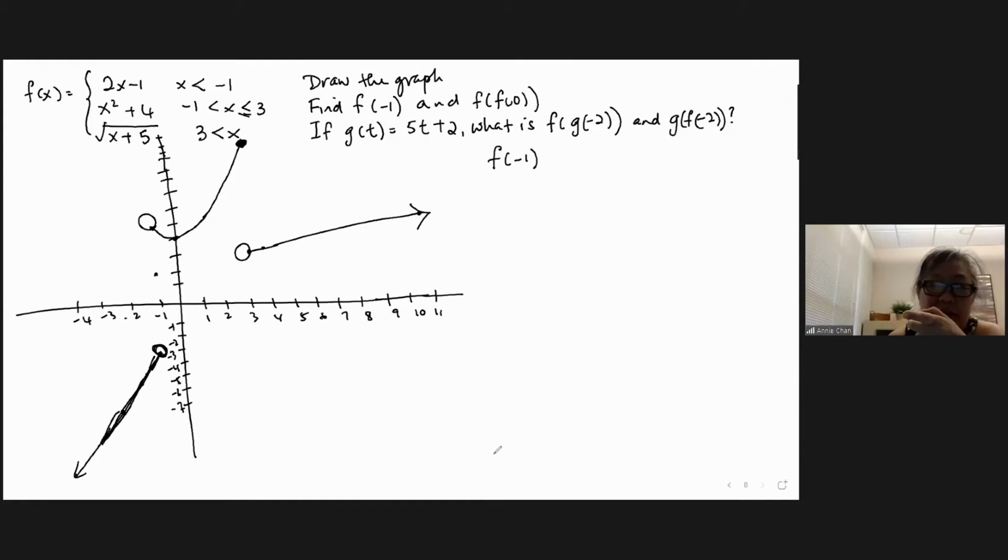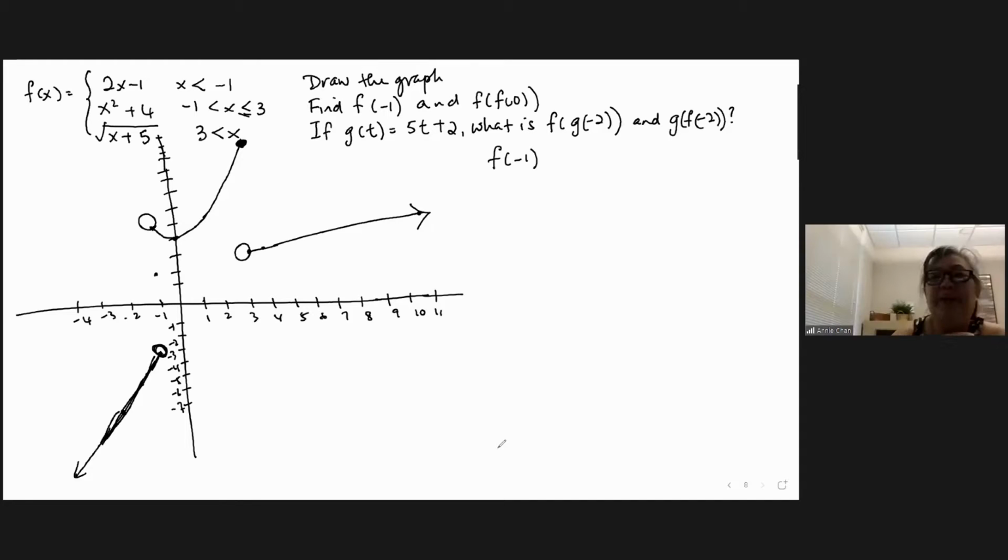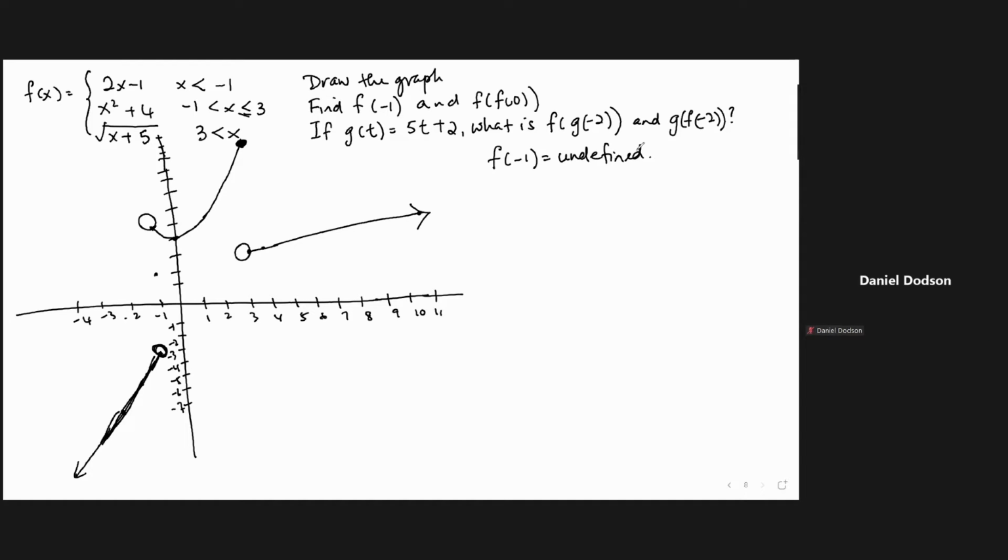Trisha, you want to say something? None of them. -1's not included in the domain of x, so there is no solution on the graph, because the line doesn't continue through those points. Yes, because none of these two equations include -1. There is no telling what's happening here. Do I have a cliff or do I have a ditch? So therefore, f of -1 is undefined. Yes, undefined.